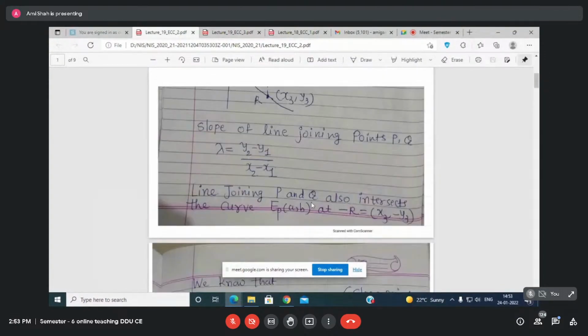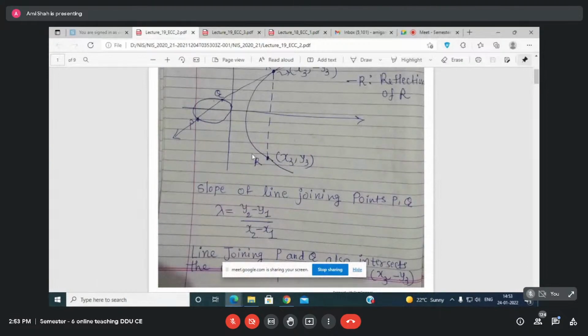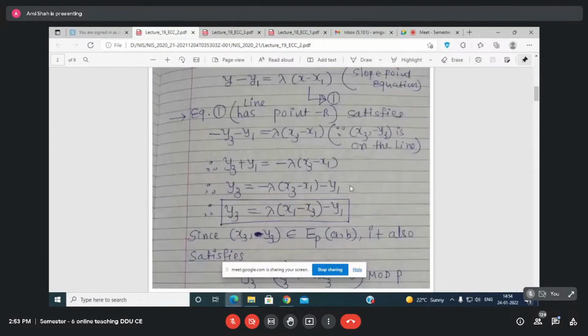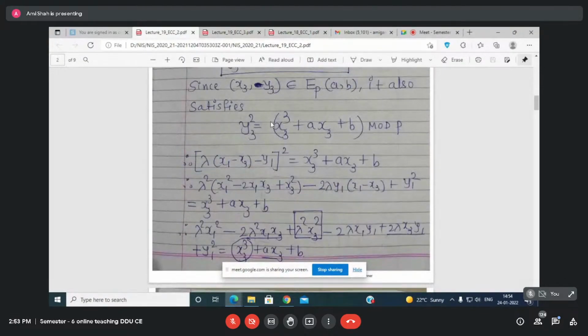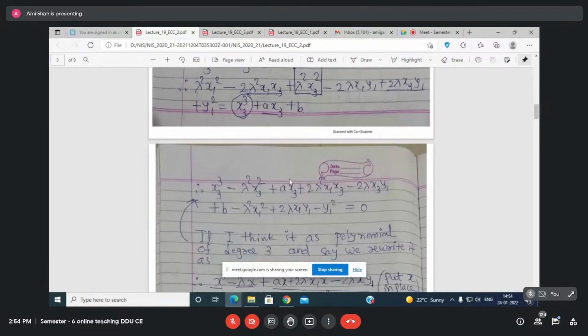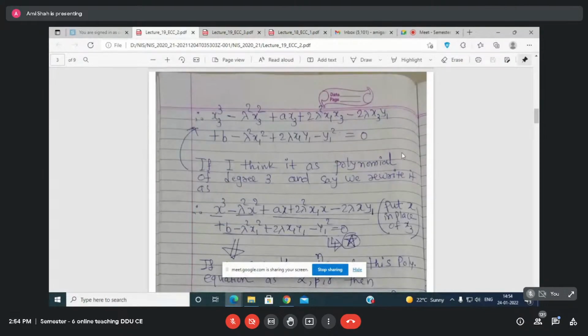Now, this x3 y3 is also on the curve, and all of you know that if it is on the curve, then what is the equation of the curve? That is y square equals x cube plus ax plus b. So instead of this y, I am writing y3, because here the coordinates are x3 y3. If you put all these values, I get this type of equation.